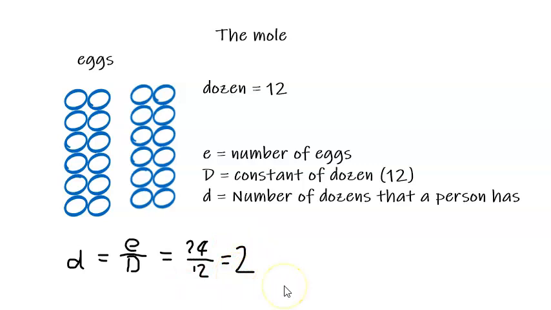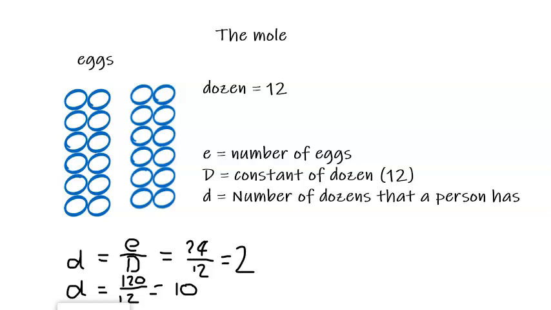What if a person had 120 eggs? So d would equal E divided by capital D, so we'll go 120 divided by 12, the constant of a dozen, and that equals 10. So we can work out, and we could go on for a huge number of eggs that we wouldn't be able to very quickly work out without using the maths. That's a nice way to work out the number of dozen eggs that somebody has.